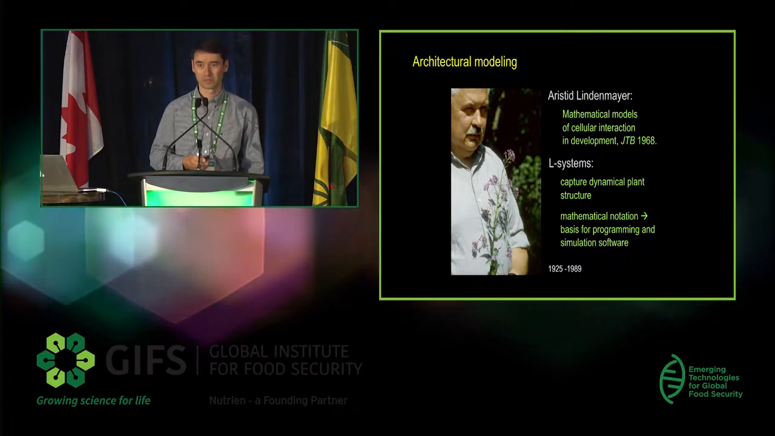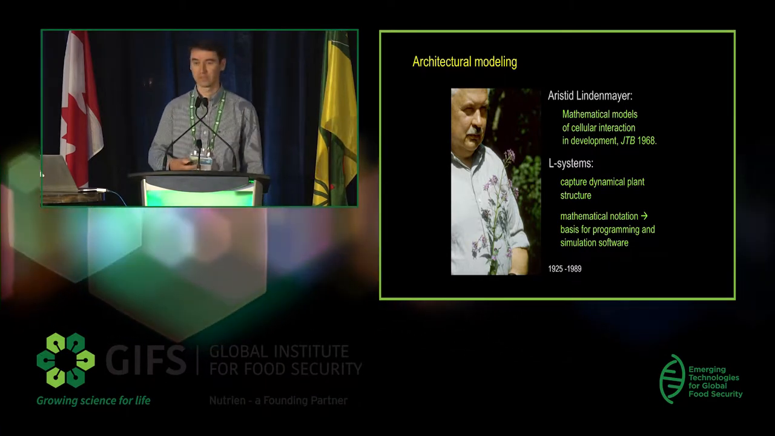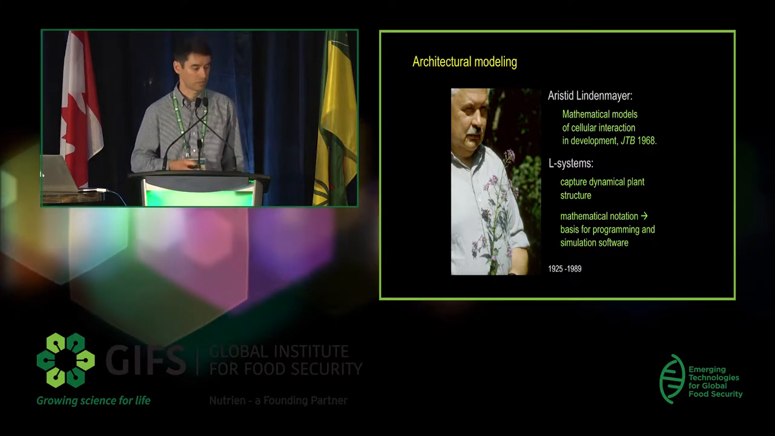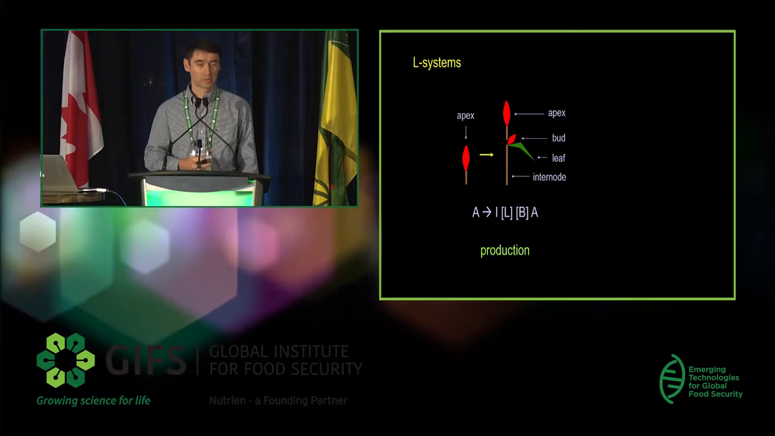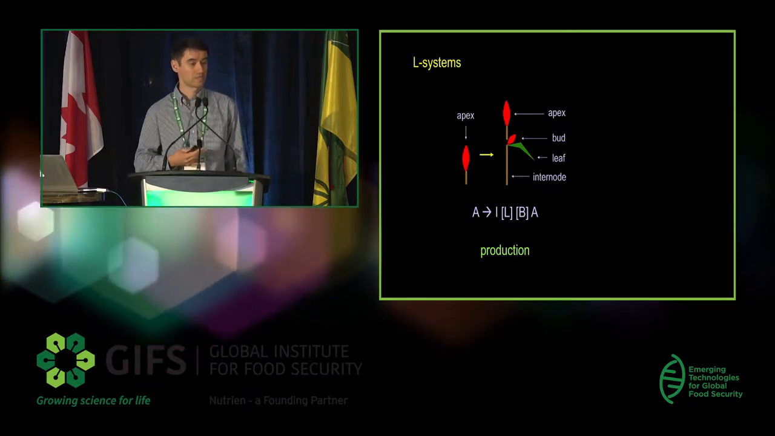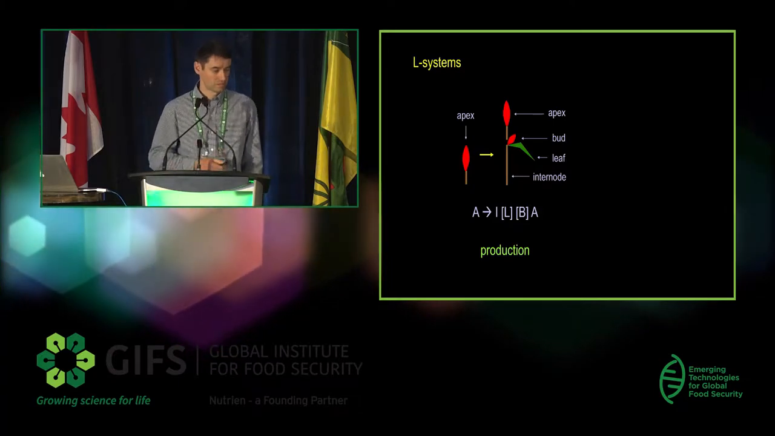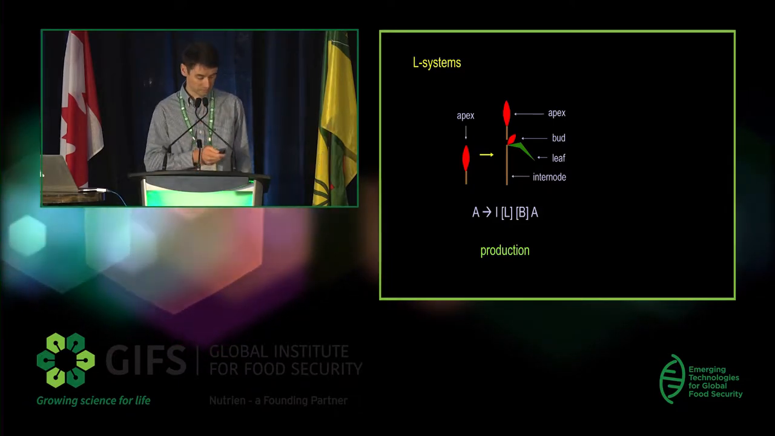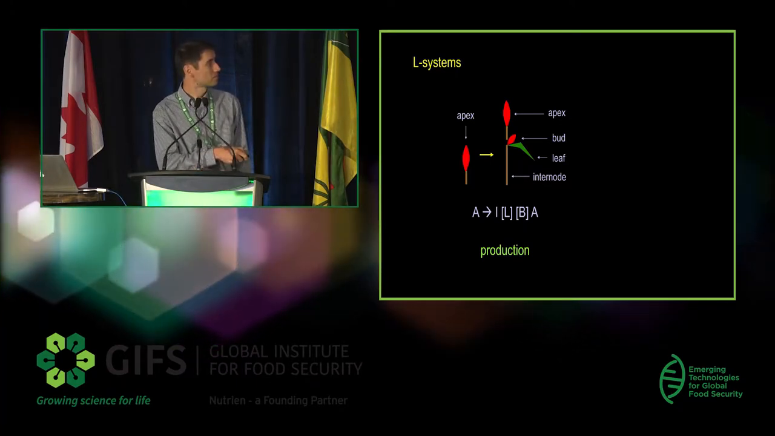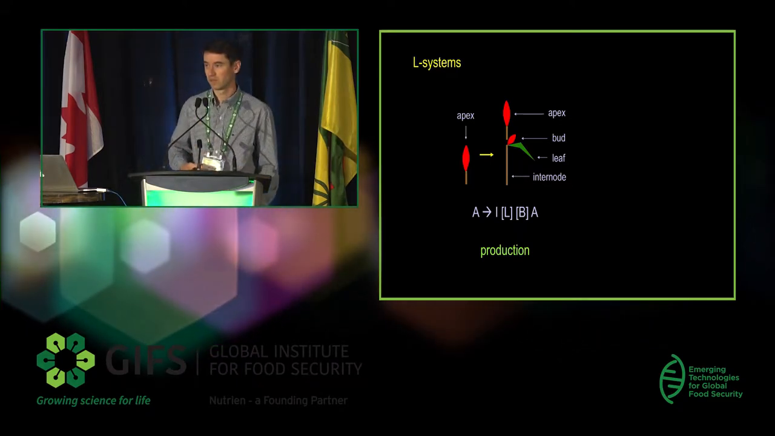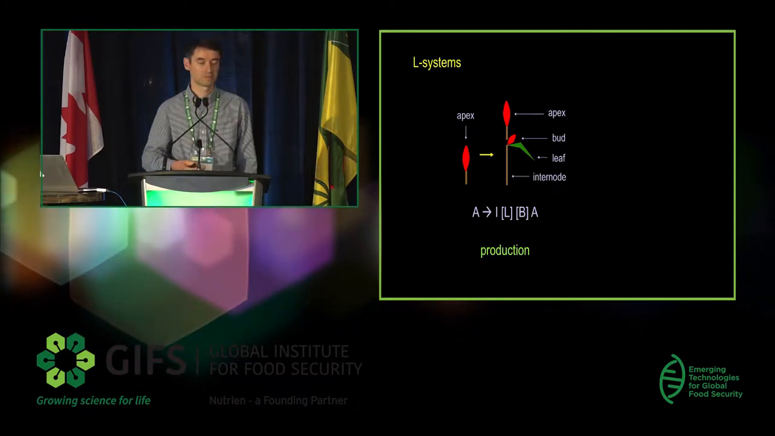Also, the mathematical notation can then be translated into computer programming language, which is then the basis for simulation software. So in an L system, the plant is broken down into several components, and each of these components can be represented by a symbol like a letter. For instance, the growing tip would be represented by the symbol A. The axillary bud could be represented by a symbol B, a leaf by L, and internode by I.